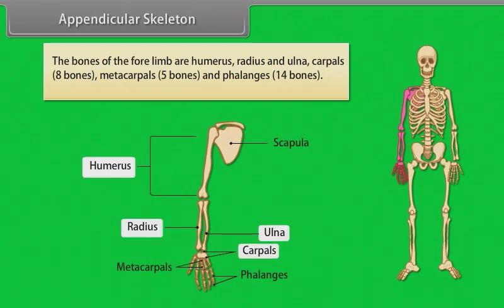The bones of the forelimb are humerus, radius, and ulna. Carpals, 8 bones, metacarpals, 5 bones, and phalanges, 14 bones.